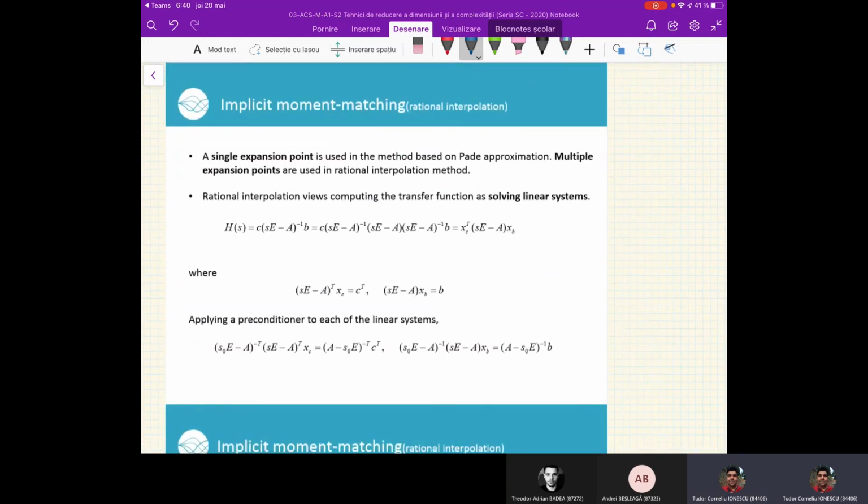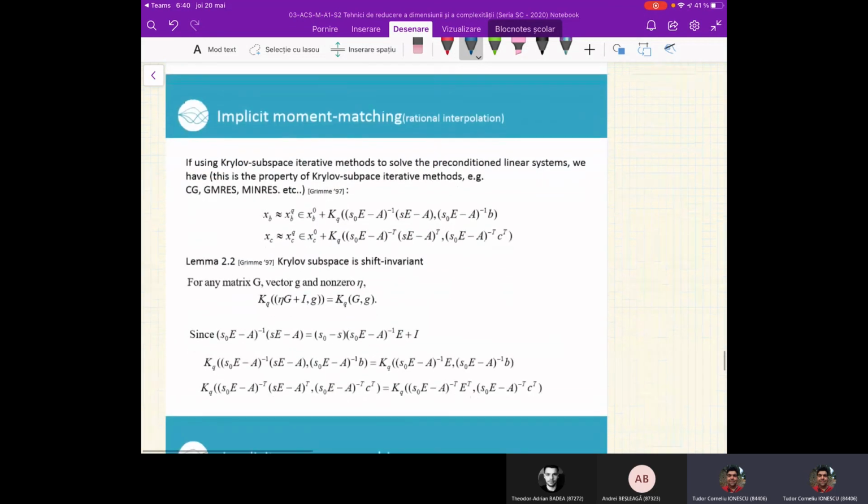They say here a single expansion point. So doing moment matching at one point is good for the Padé approximation. However, you can do rational interpolation by matching several moments at more points, at more complex frequencies. To do that, you need to solve linear systems. And here it shows you how you deal with multiple points.